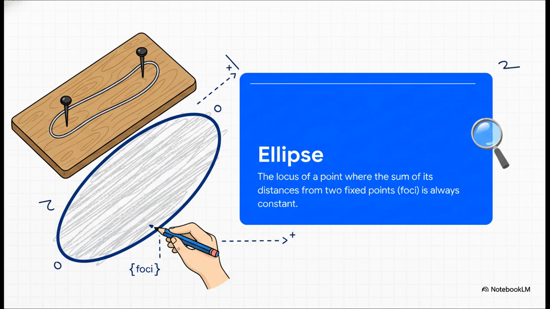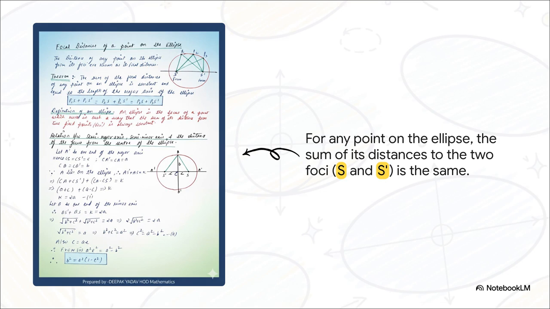Just imagine you have two pins stuck in a board. Those are our foci. Now take a loop of string and throw it around them. If you pull that string tight with a pencil and trace a path all the way around, you get a perfect ellipse. The real secret sauce here is that the total length of that string never, ever changes. And this diagram here shows that rule perfectly.